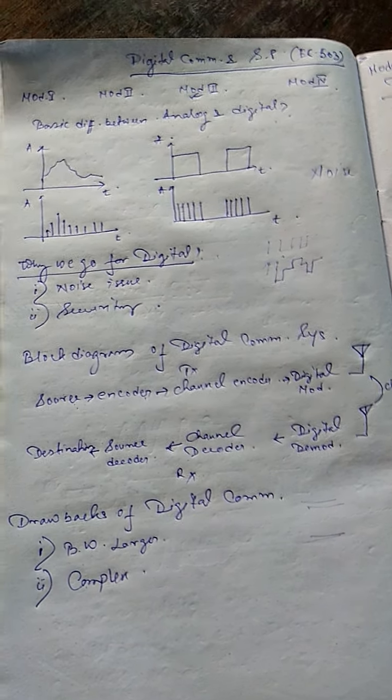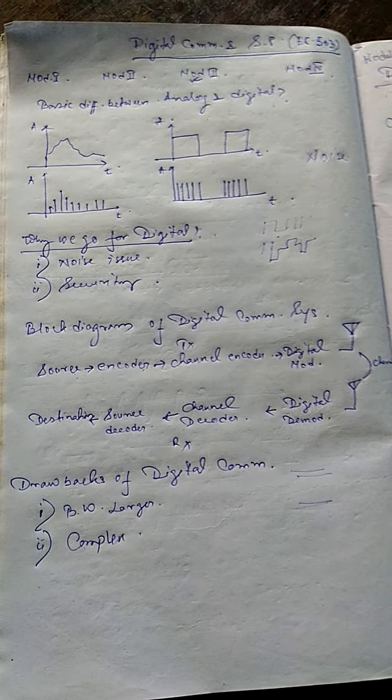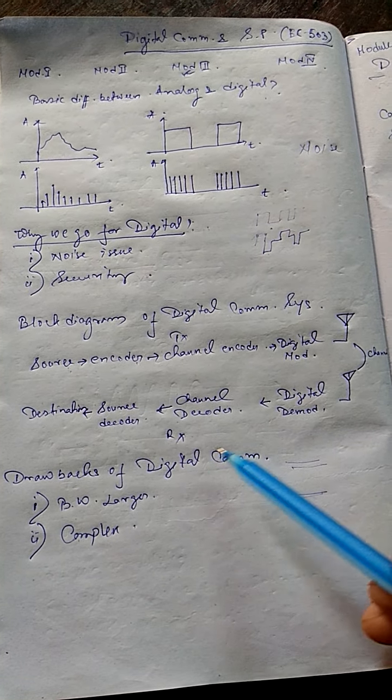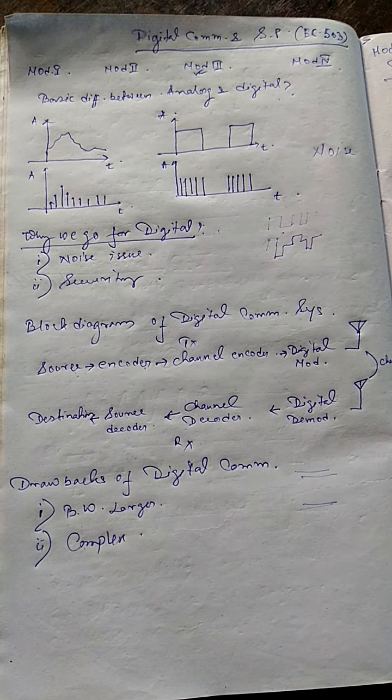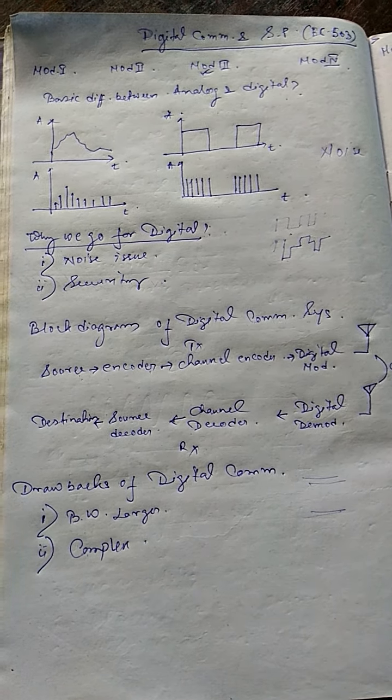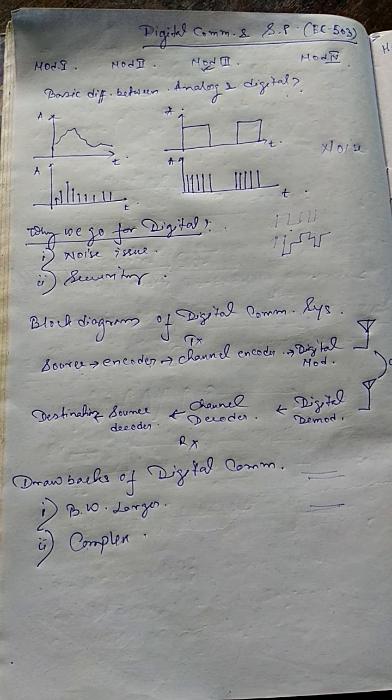There are several types of portions supporting the digital communication. So these are the two main drawbacks of the digital communication system, and this is our first class, the introductory class.